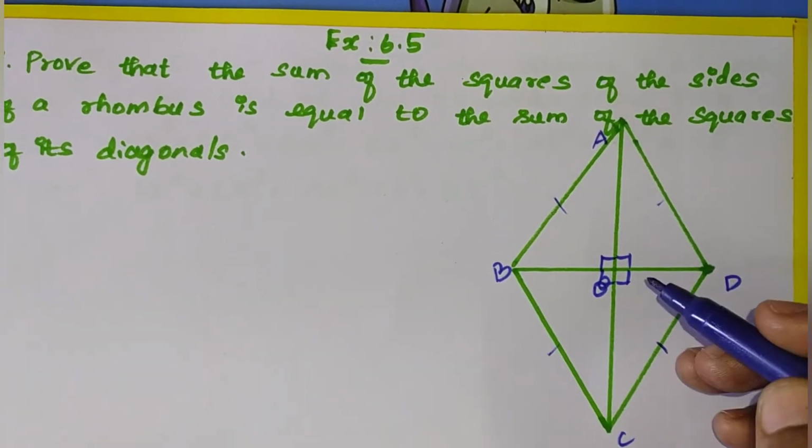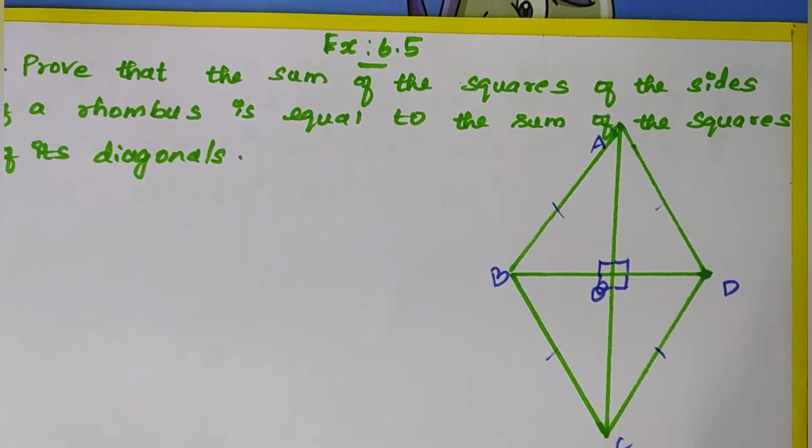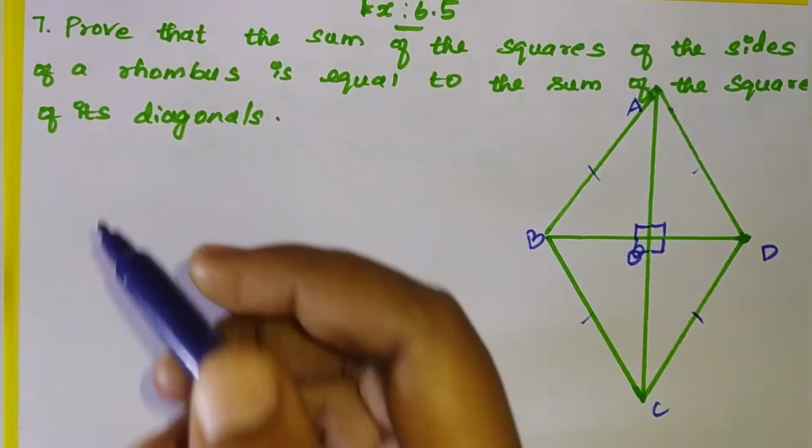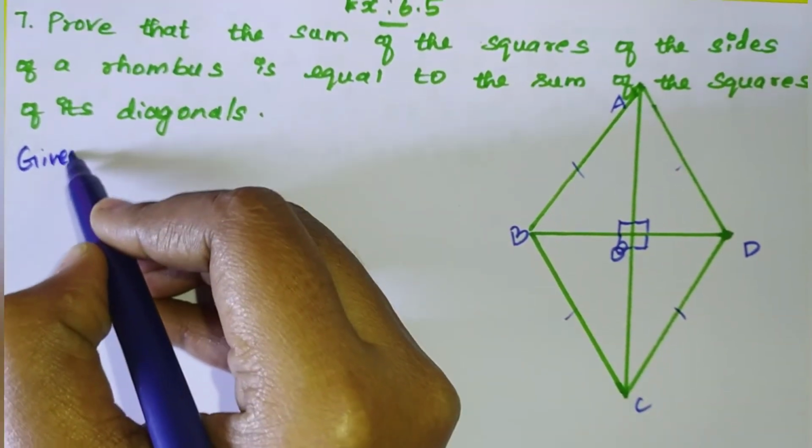Each other, and it cuts at 90 degrees. We know that since it is a rhombus. Okay, so first write the given.